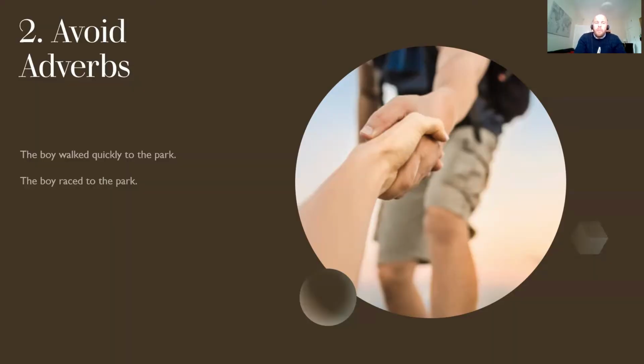We've got an example there. The boy walked quickly to the park. Well, do we need that adverb? Can we not just say the boy raced to the park? It's fewer words, it's straight to the point, it's more descriptive because you've got the verb raced driving the description forward. Okay? No adjectives there, but we can see quite clearly, we can picture quite clearly what the boy's doing. He raced to the park.